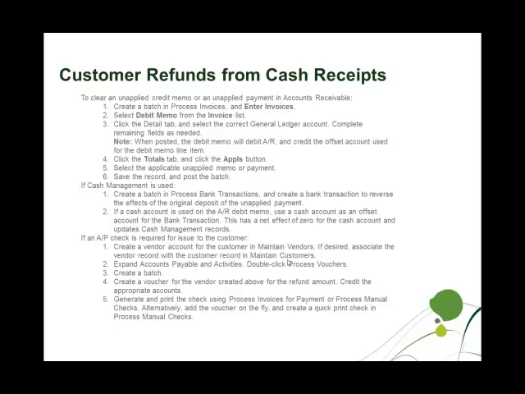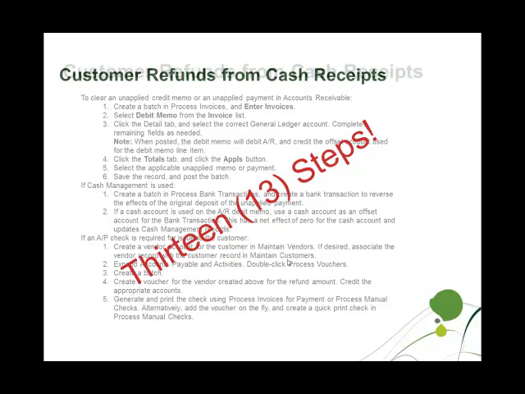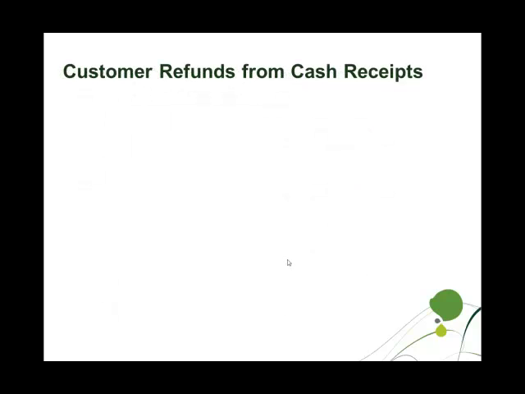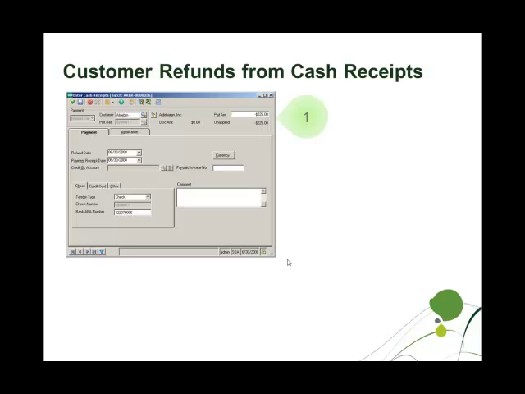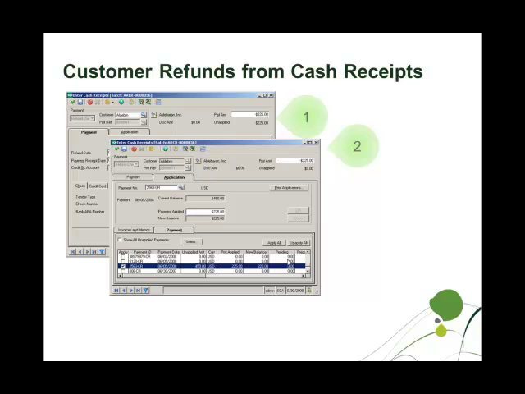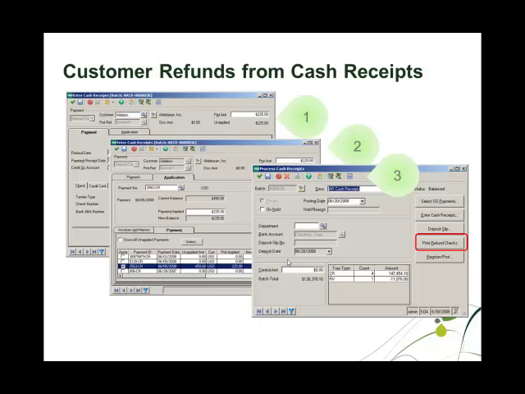First, we want to look at customer refunds from cash receipts. Prior to version 7.4, it took 13, yes, count them, 13 steps just to issue a customer refund. Not so in version 7.4. Now it's as easy as 3 simple steps. Step 1, identify that you want to issue a customer refund. Step 2, identify the items to include in the refund. And step 3, issue the check directly from processed cash receipts.